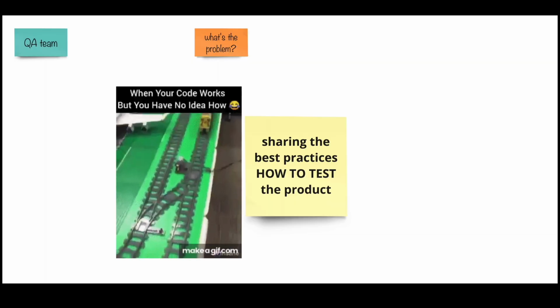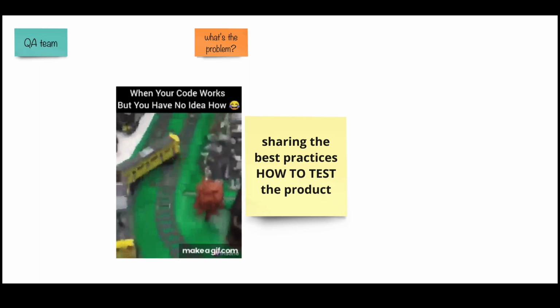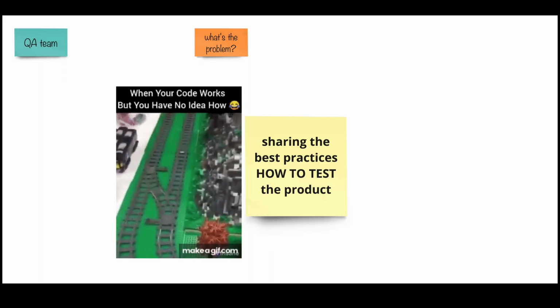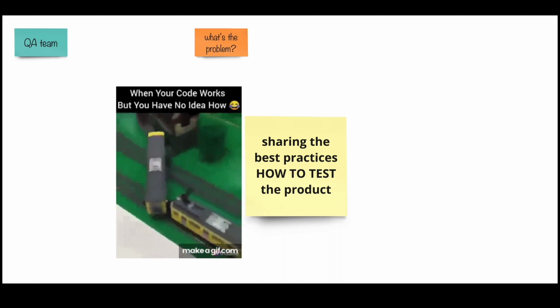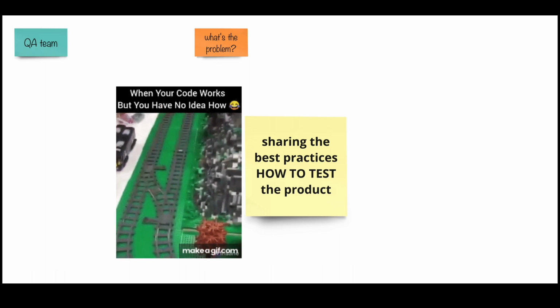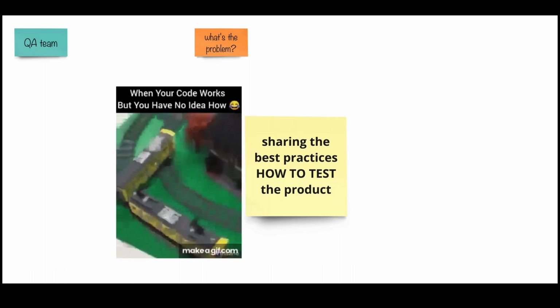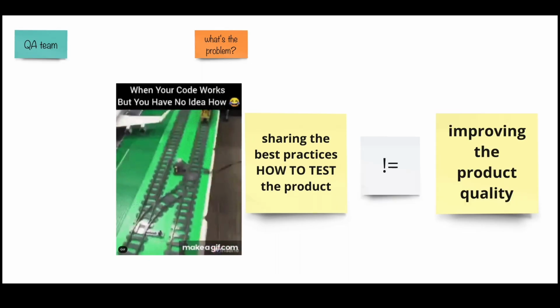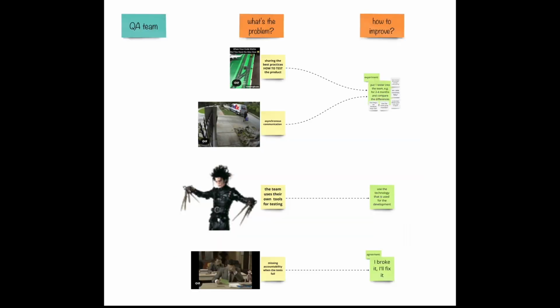Right. Well, and the biggest psychological problem I have with the QA team actually is that they are sharing the best practices for how to test the product. Their primary goal, if you think about it, is to make the tests green, right? But that's not the point of testing, right? To make the test green. All right, so this is some kind of sum up.